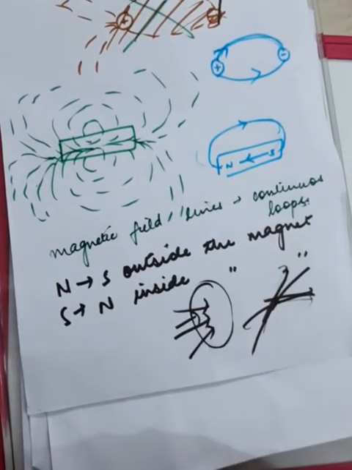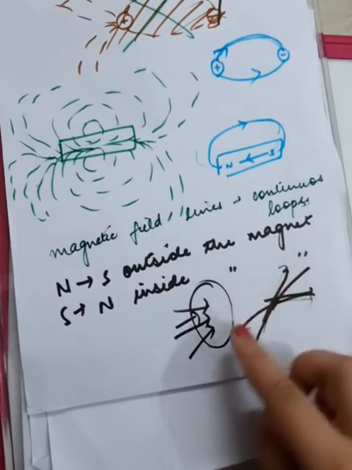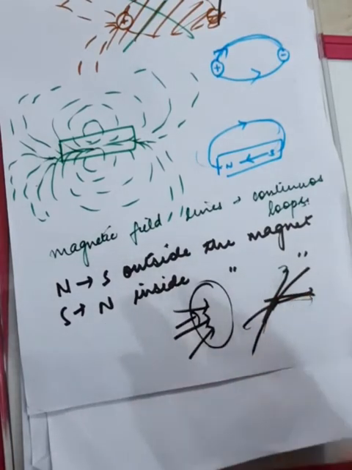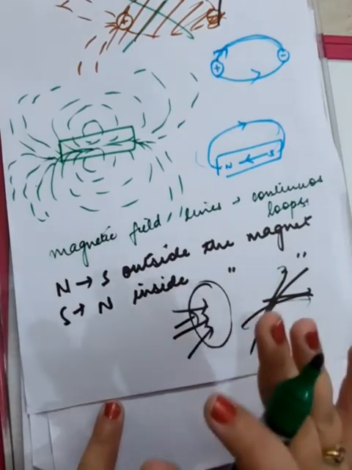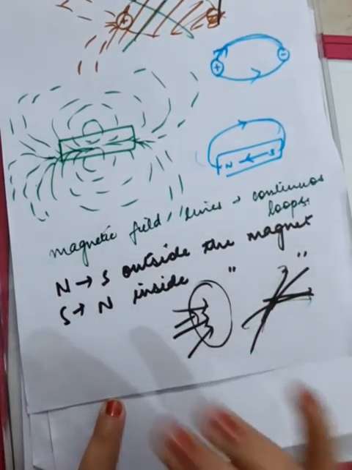But how is this possible? How can one point be attracted over this side also and attracted over this side also? So this is not possible. So always remember that magnetic field lines can never intersect each other. Remember that. Okay, so these are the properties of magnetic field lines, and this is all about magnetic field.